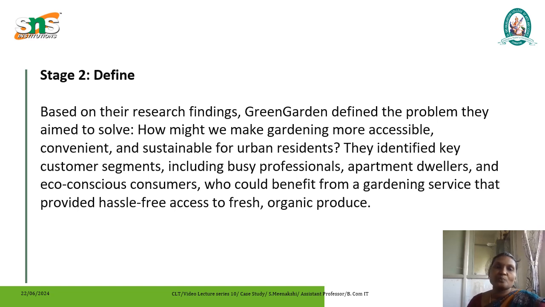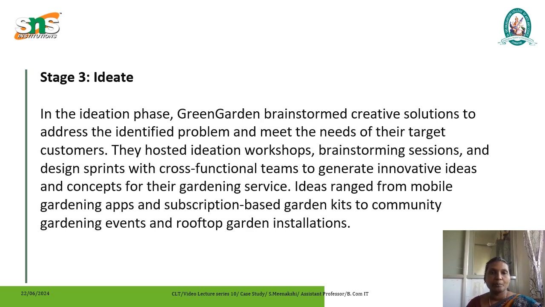In the define stage, based on the research findings, Green Garden defined the problem they aimed to solve: how might we make gardening more accessible, convenient, and sustainable for busy professionals, apartment dwellers, and eco-conscious consumers who could benefit from a gardening service that provided hassle-free access to fresh, organic produce?